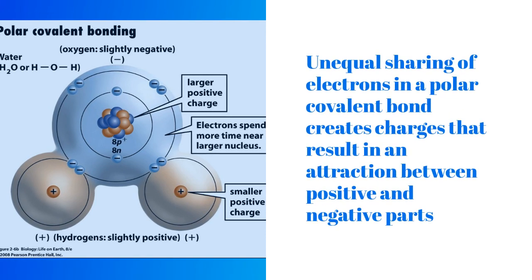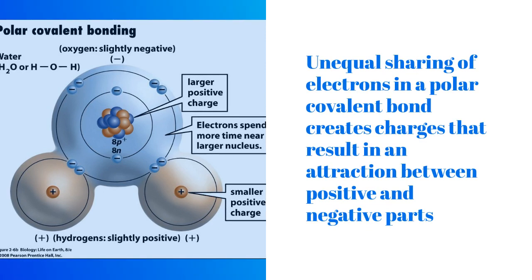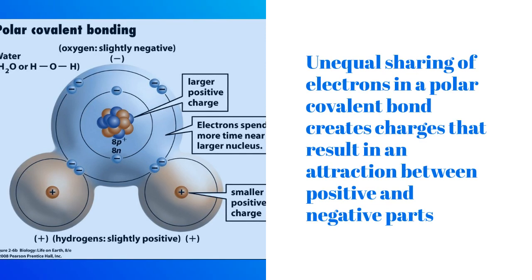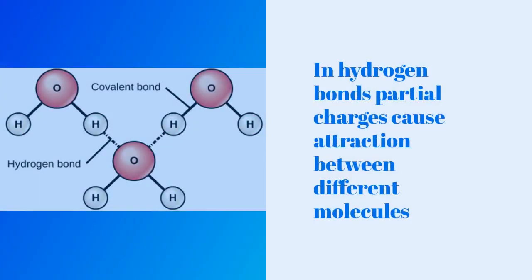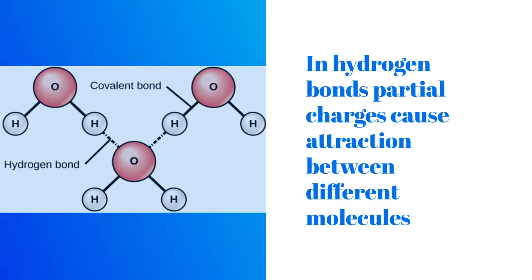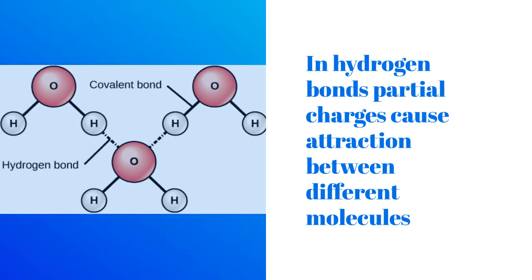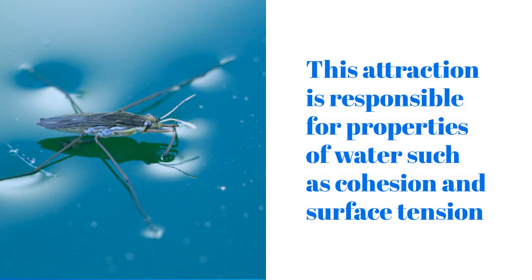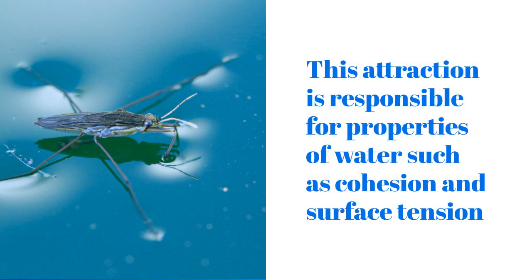Unequal sharing of electrons in a polar covalent bond creates charges that result in an attraction between positive and negative parts. In hydrogen bonds, partial charges cause attraction between different molecules, as we can see here, as the hydrogen of one water molecule is attracted to the oxygen of another. This attraction, caused by the hydrogen bonds, is responsible for properties of water such as cohesion and surface tension, as seen here where this water strider is standing on the surface.